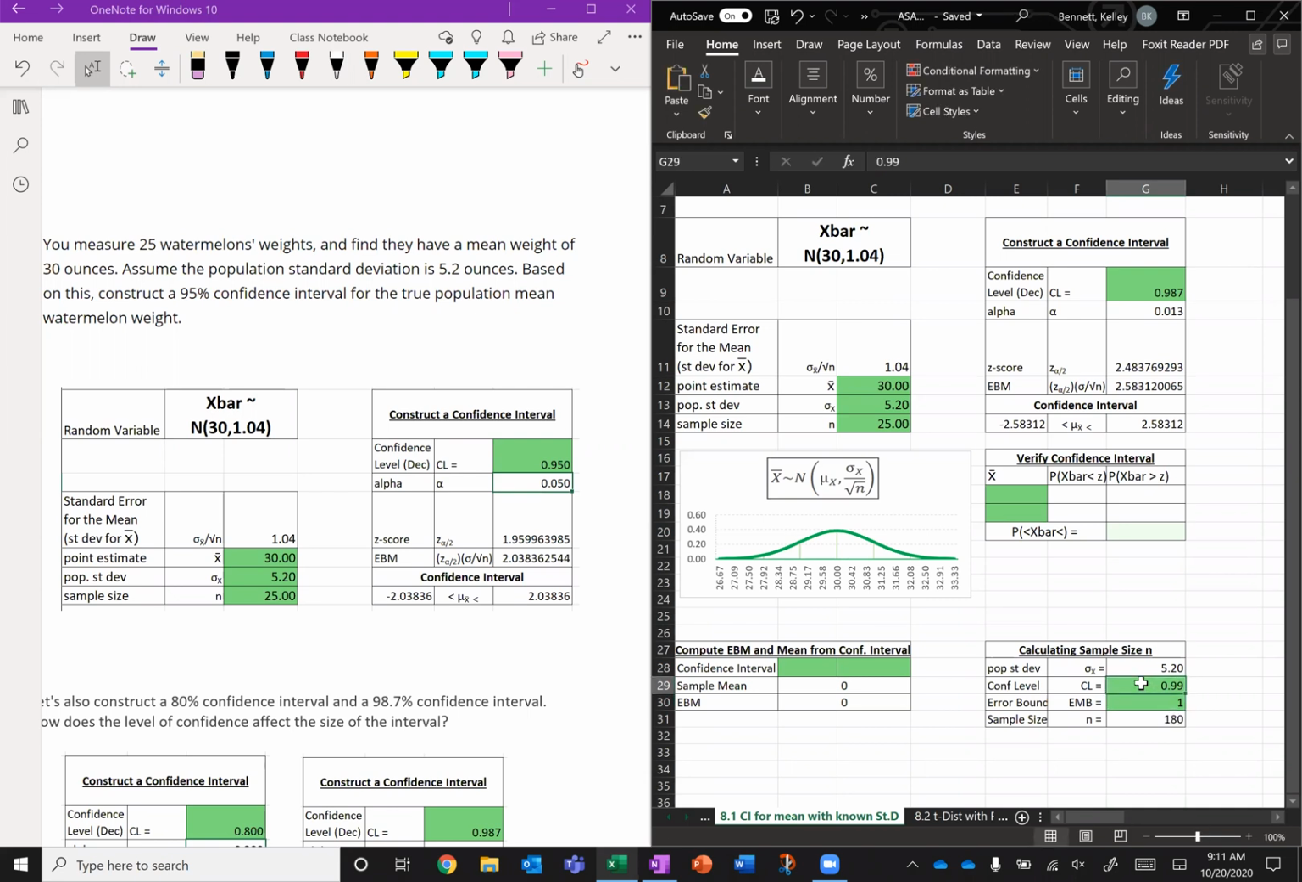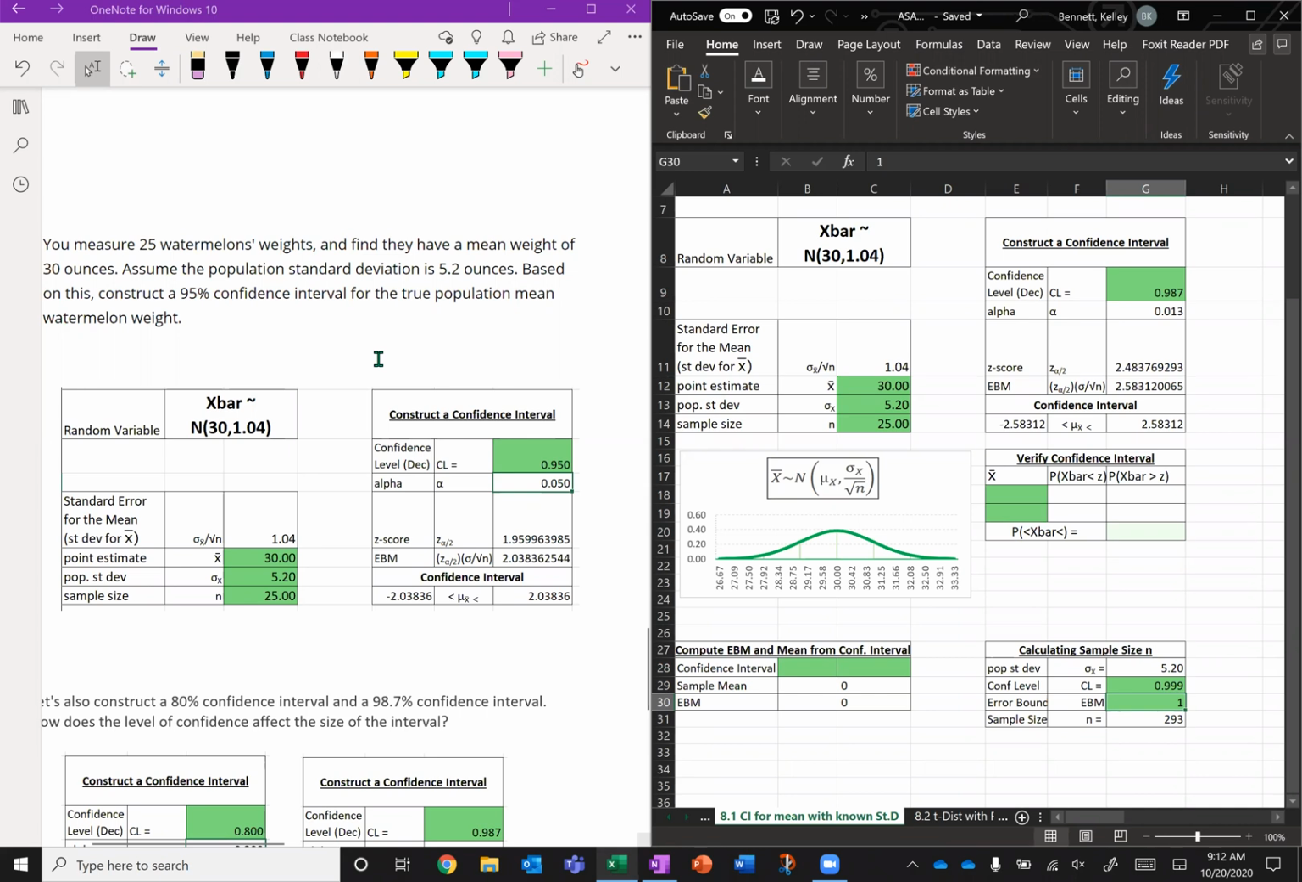So again, I'm not changing my error bound. I'm saying I want my error bound to stay at a fixed width away from the mean, or I want my interval to have a certain width. And what I'm doing is changing my confidence level. So the more confident I get, let's say I had 0.999, I would need almost 300 watermelons.